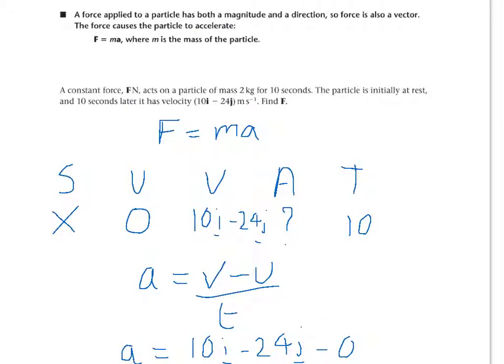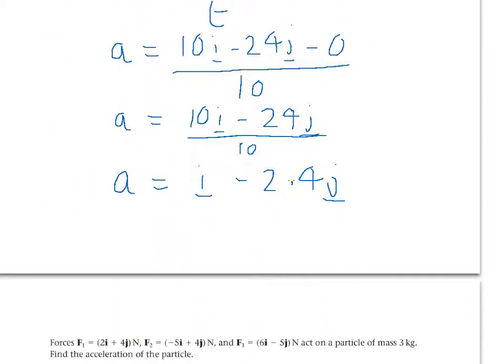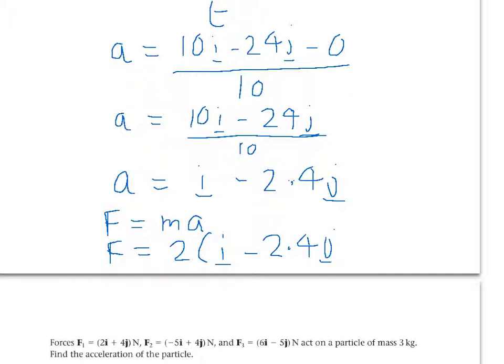Now we know the acceleration, and we also know the mass. The mass of the particle is 2 kilograms. So we can use the formula F equals ma to find the force. So F is 2 times i minus 2.4j. If you work that out, you get F equals 2i minus 4.8j newtons.